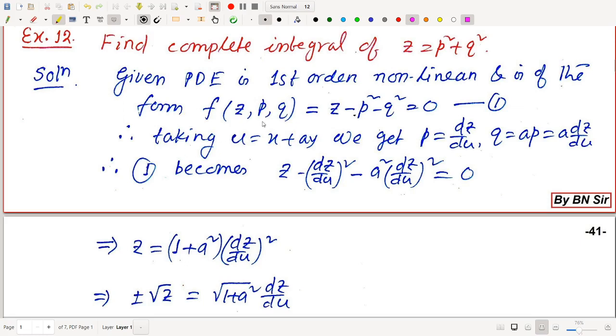Now it is of the form number 2, f of z comma p comma q equal to 0. So we take u equal to x plus ay, a is an arbitrary constant, and get p equal to dz by du, q equal to ap, means a dz by du, already we have seen in the theory. Therefore this PDE becomes z minus p square minus a square q square, means a square p square, p square is again dz by du square.